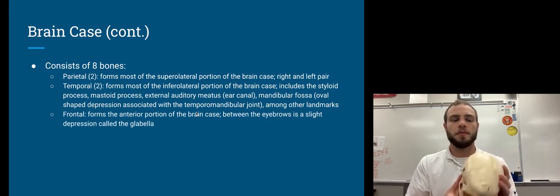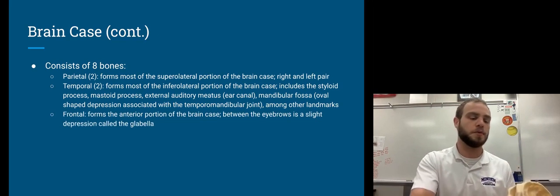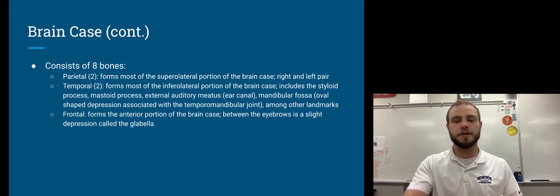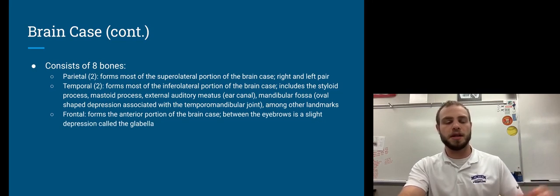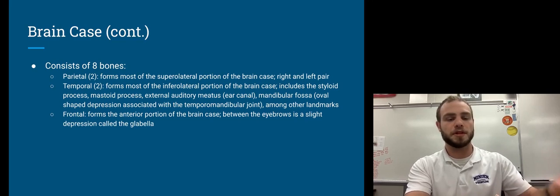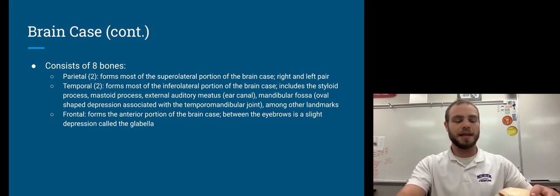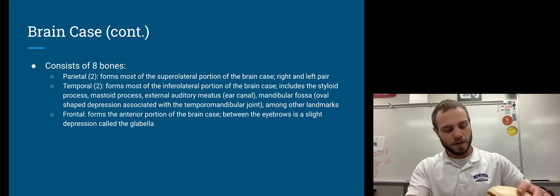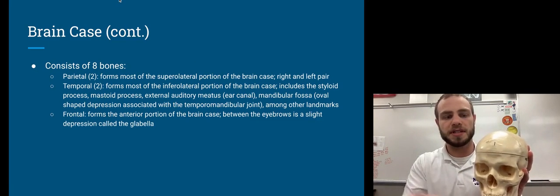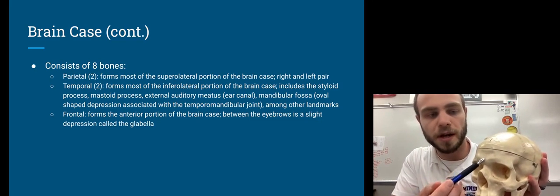Okay. Moving on, you also have the frontal bone. This does get covered in the normal high school portion of the lecture here, but the frontal bone forms the anterior brain case. Between the eyebrows, I should say, you do have a slight depression, which is known as the glabella. I'll put this here. He doesn't like to stay together very well. But you can see just this little depression in between the eyebrows here is going to be our glabella.